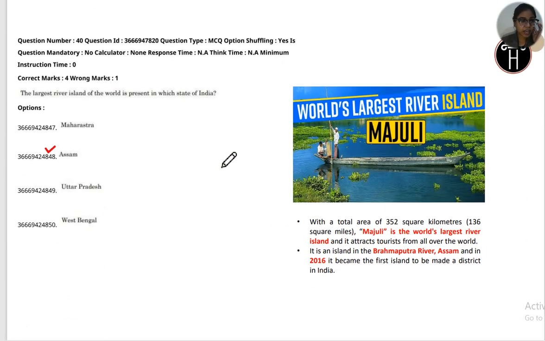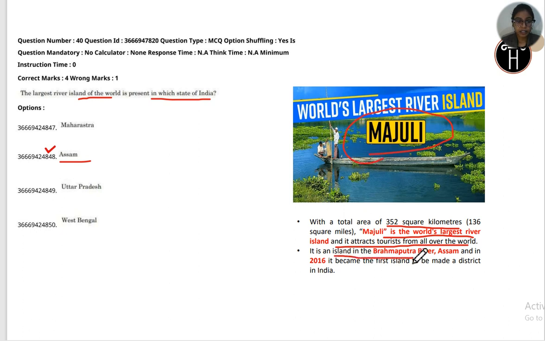Next: the largest river island of the world is present in which state of India? The world's largest river island is Majuli and it is located in Assam. With a total area of 352 square kilometers, Majuli is the world's largest river island and it attracts tourists from all over the world. So please remember the name Majuli.